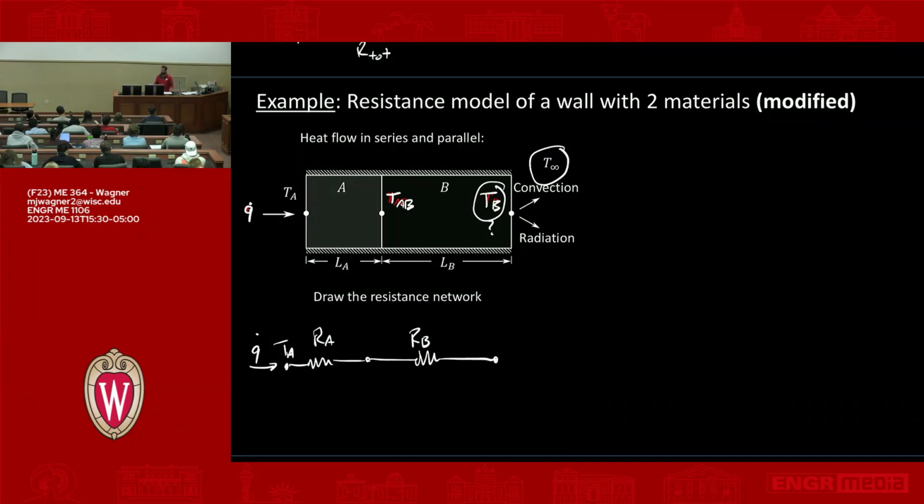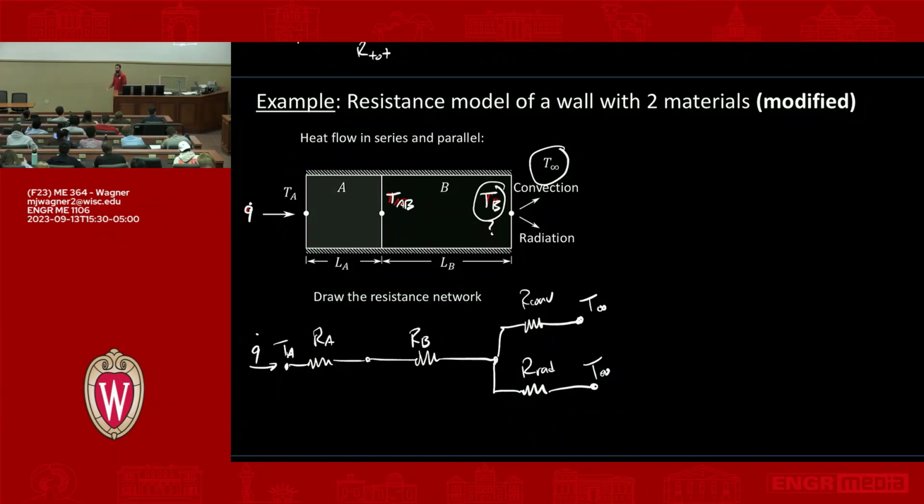So how do we then draw this? Anybody remember how to do parallel? So you kind of go like this. We have a resistance like this and a resistance like this. We'll call this R convection, we'll call this R radiation, and then the potential difference here is T infinity. Okay, so we've now developed this thermal resistance network that we can solve, right?